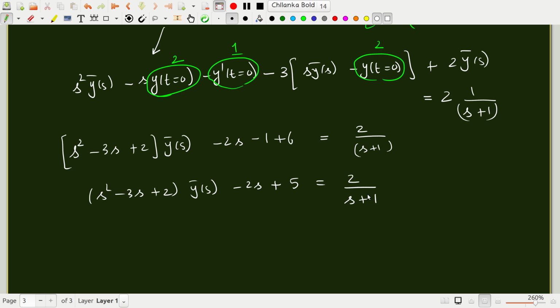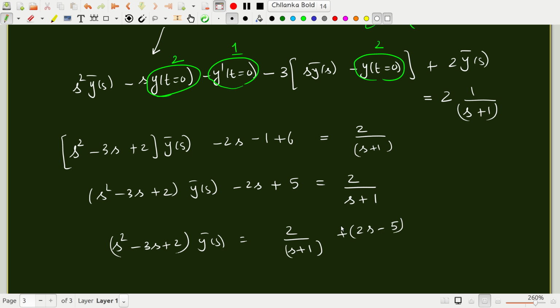Okay, so if I were to take this to the other side, s squared minus 3s plus 2 times y bar of s is 2 by s plus 1, plus 2s minus 5.